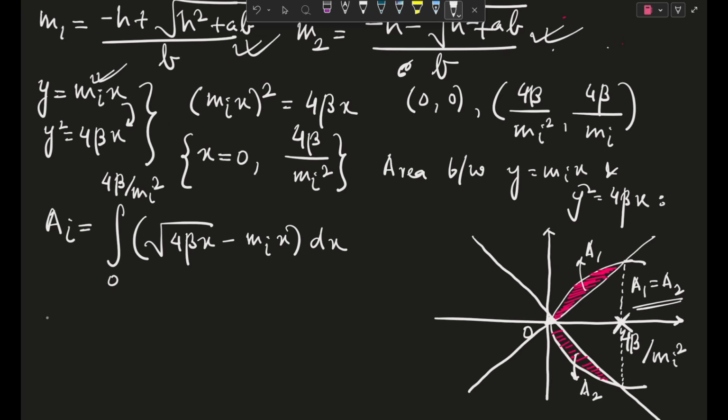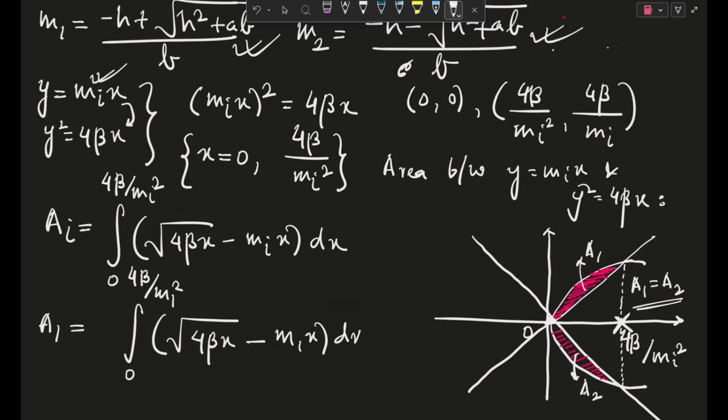So if we see, a1 is your integral 0 to 4 beta by m1 square. We only have to calculate one integral. If we calculate a1, a2 will be the same. With respect to sign, maybe opposite down the x-axis, but area is always positive. So we will just multiply this with 2 and we will get our value. And this is your m1x dx. So let's solve this integral quickly and see what is coming.